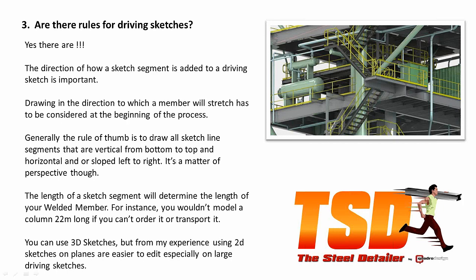So obviously where you start your sketch and where you finish your sketch line is crucial. Generally, the rule of thumb is to draw sketch line segments that are vertical from the bottom to the top, which would be the stretch direction. So if you're going to put a column in, it would stretch from the base plate to the top of the column. And horizontal items or slopes, it depends on where you're looking. However, as a rule of thumb, we go from left to right.